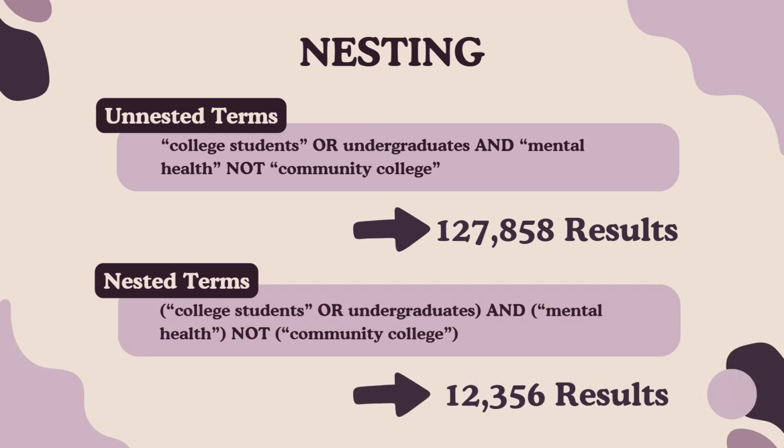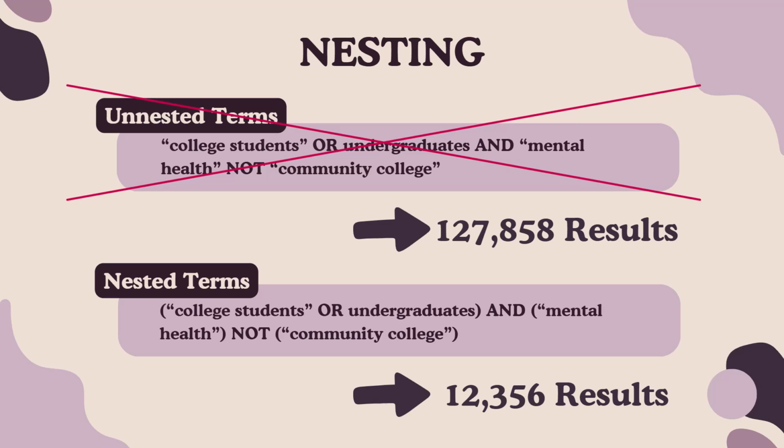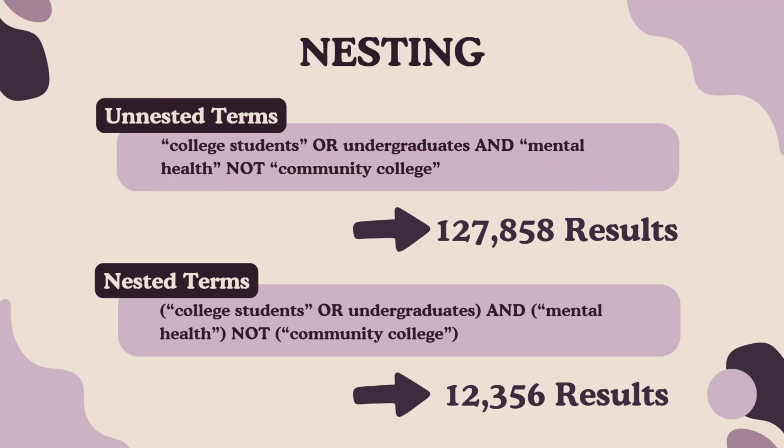If we don't nest our search terms from the previous example, our search yields 127,000 results. This is because the database isn't sure what order to run the search in, so while there may be some relevant results, there will also be several irrelevant results. The database could easily misinterpret the terms above to search for college students OR mental health, which isn't what we want. If, however, we nest our like terms in parentheses, the database is much more able to run the search as intended. And in this case, we cut down the results to 12,000, which is still a high number of results, but a lot more manageable than 127,000.